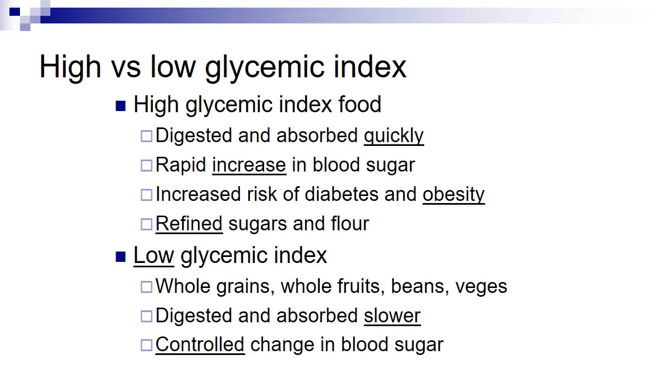A low glycemic index food is something that's going to be a little more complex. It's something that's digested and absorbed slower, so our body has more time to adjust to that. These are going to be your whole grains, your whole fruits, the beans, the veggies, all of those good, yummy things. The healthier food that we sometimes end up talking about. This is going to cause a more controlled change in your blood sugar.